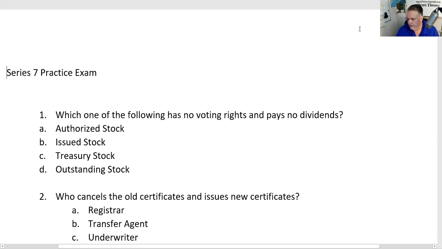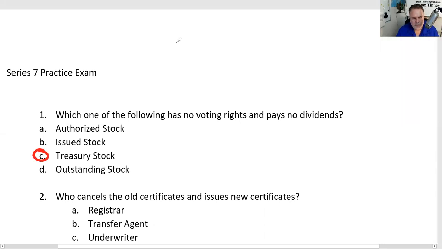All right, number 1. Which of the following has no voting rights and pays no dividends? Which of the following has no voting rights and pays no dividends? Let me give me my annotation tool here. And that's going to be Treasury stock.